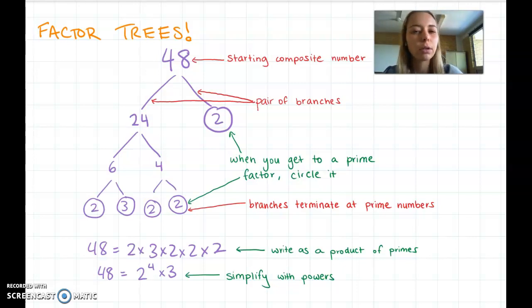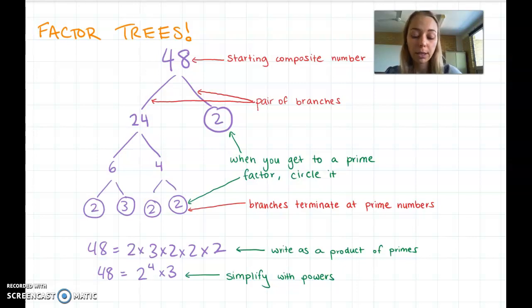Now, my 2 is circled, but my 24 is not circled. My note in green says, when you get to a prime factor, you need to circle it. That circling tells me that branch is finished. I don't have to keep going here. 24 I did not circle. That's because 24 is composite. It has more factors that I can break it into.